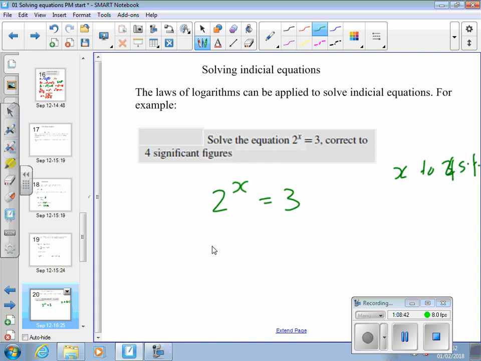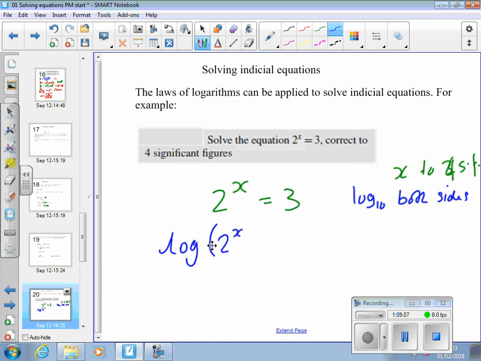The way we do this, take log base 10 of both sides. So for log base 10, just write log without the 10. What we do is we go log of 2 to the x is equal to log of 3. And they're all to the base 10.